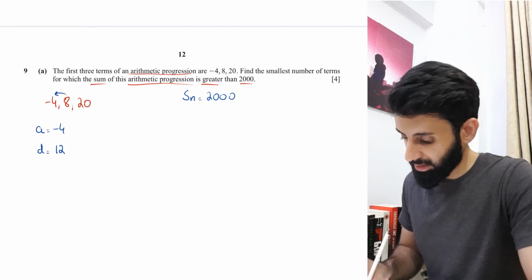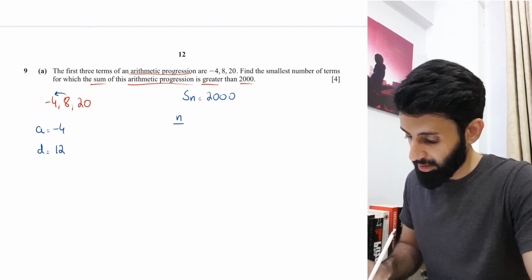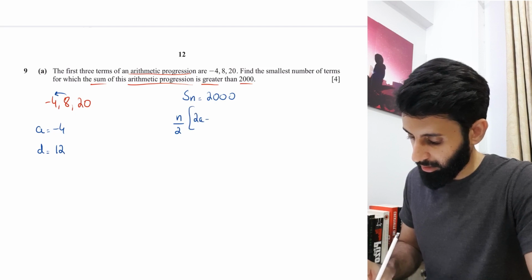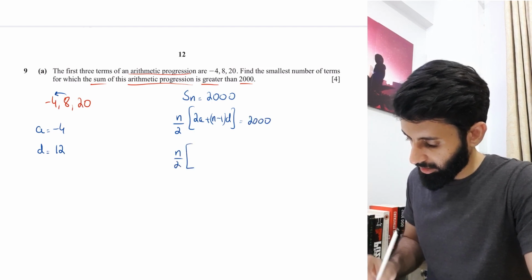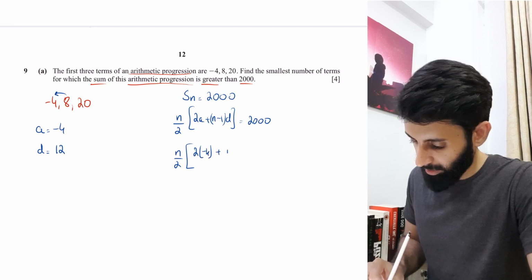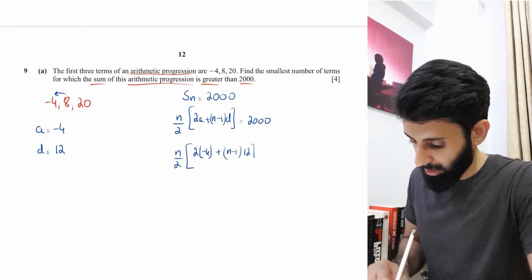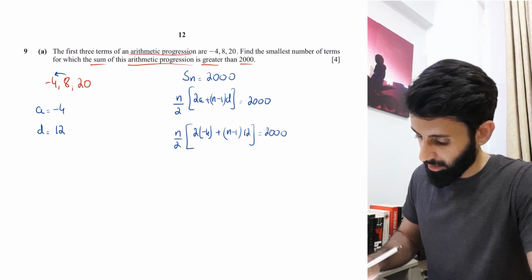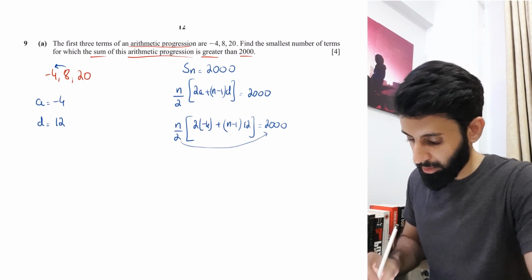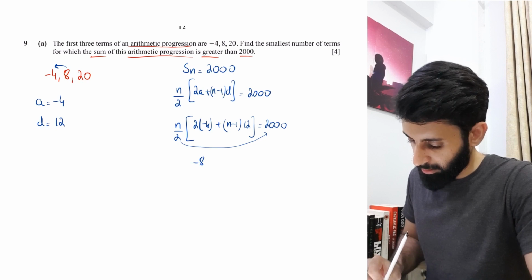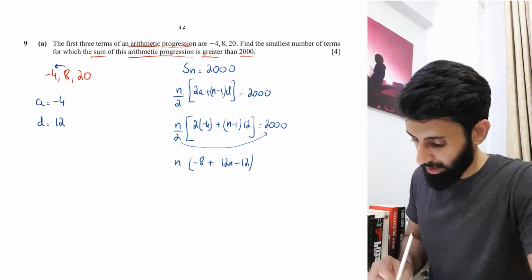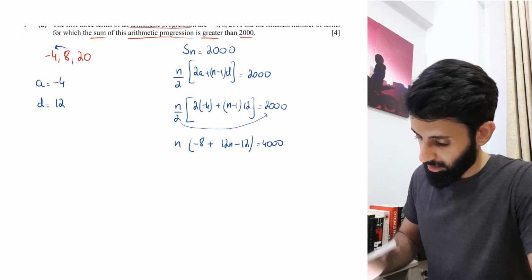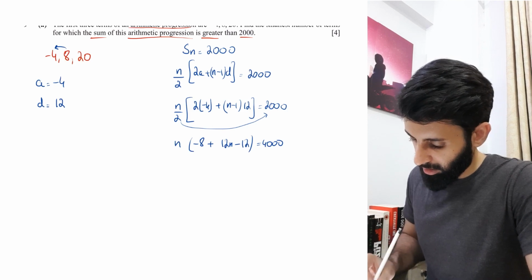So as far as the sum is concerned, the formula for calculating the sum is n upon 2 into 2a plus n minus 1 times d, and this is equal to 2000. Okay. Now we don't know n, so that's the only unknown in this equation. We know that a is minus 4, n minus 1 again, and then d is equal to 12, equal to 2000. Okay, so once you take this 2 multiplied by 2000, you end up with 4000. And then in the bracket you have minus 8 plus 12n minus 12, and you have an n sitting outside, equal to 4000. So minus 8 minus 12 is going to be minus 20.